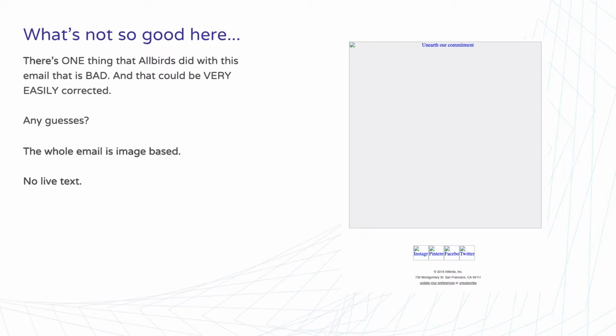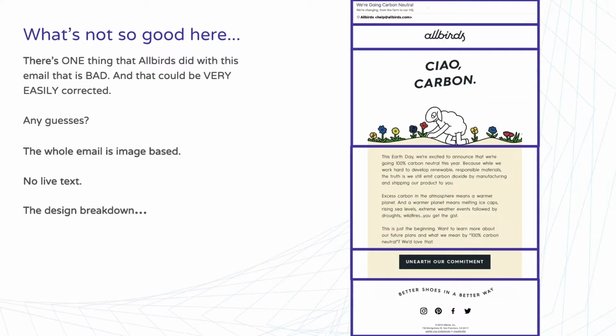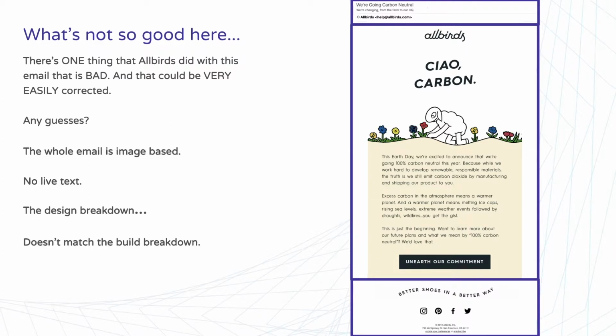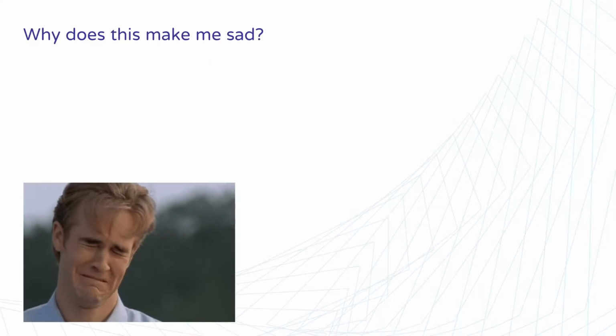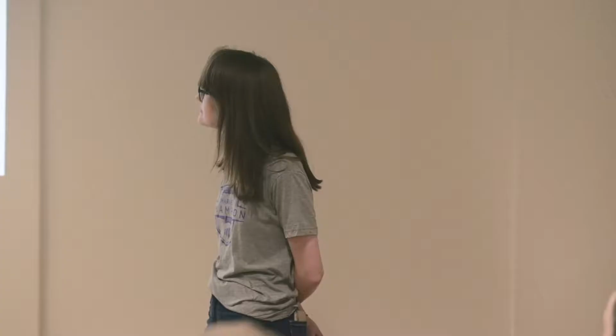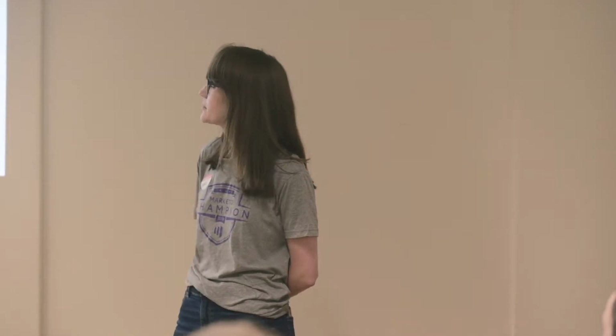The entire email is image based, and it's based on a single image. So there is no live text in this email, and the design breakdown doesn't match the build breakdown. Why does this make me feel this way? Well, there's a few key reasons.